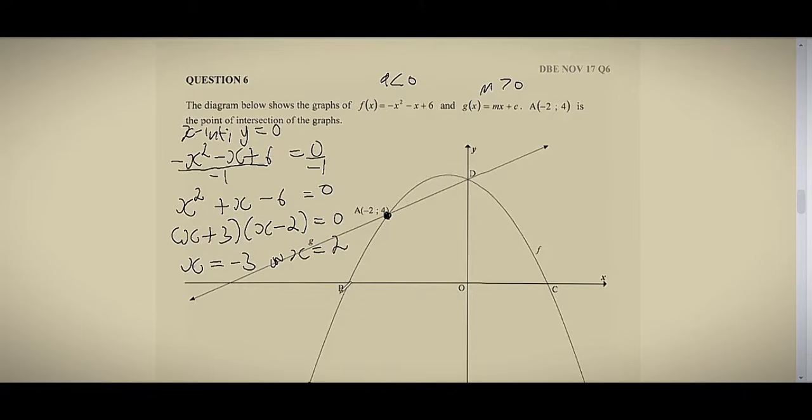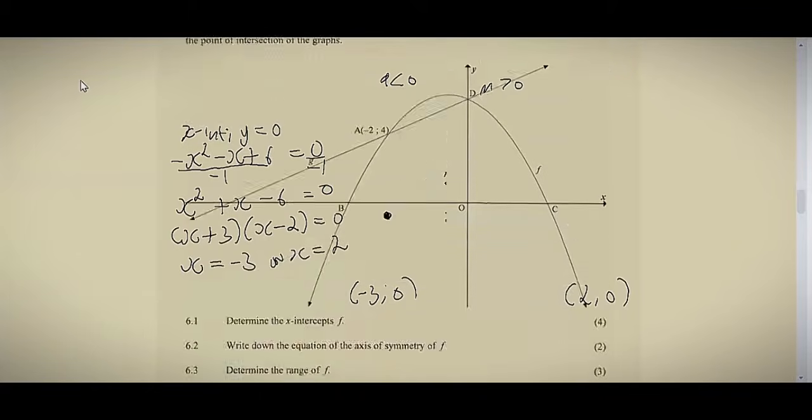Now, looking at where B is, we can see that the coordinates for B need to be (-3, 0), and then the coordinates for C need to be (2, 0). Right. Now, the turning point is somewhere here, right? So that makes perfect sense, right? So we are done with that one. We have calculated the x-intercepts, and we've also written them in the form of coordinates.